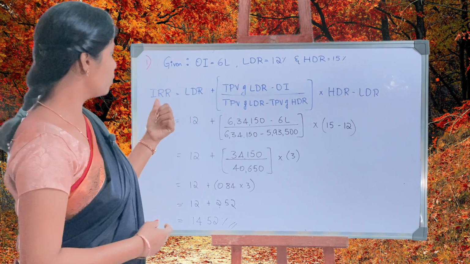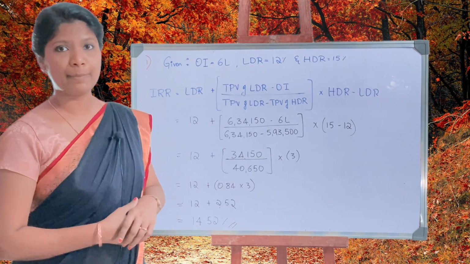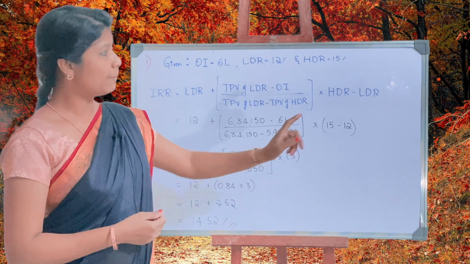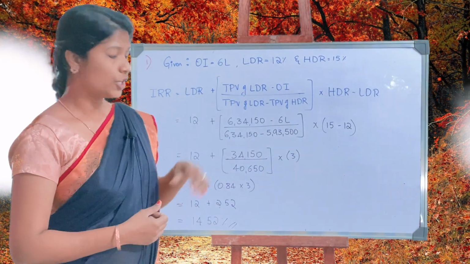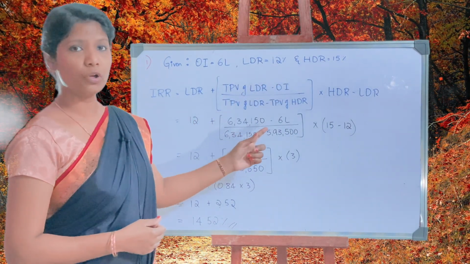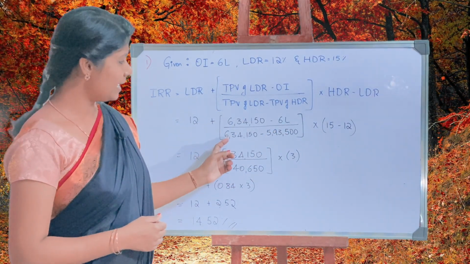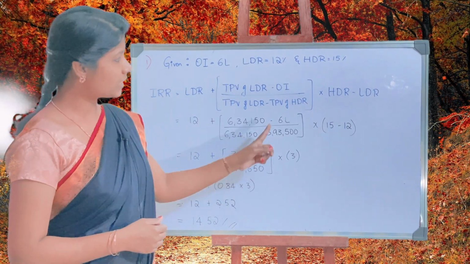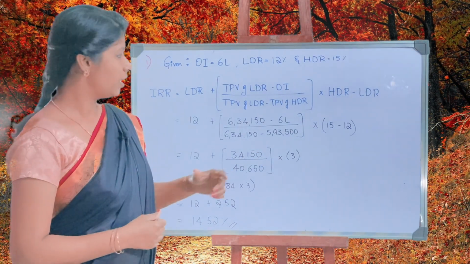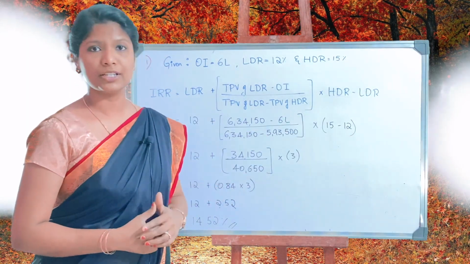So after the table, use the formula: IRR equals LDR plus total present value of LDR minus original investment, divided by total present value of LDR minus total present value of HDR, multiplied by HDR minus LDR. So as implemented, what is the lower discount rate mentioned in the question? 12. So 12%, the total of LDR minus original investment, which is rupees 6 lakh mentioned in the question, divided by 6,34,150 minus higher discount rate total present value 5,93,500, multiplied by higher discount rate 15% minus lower discount rate 12%.